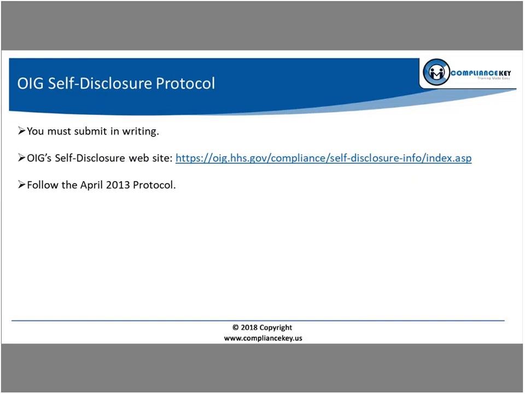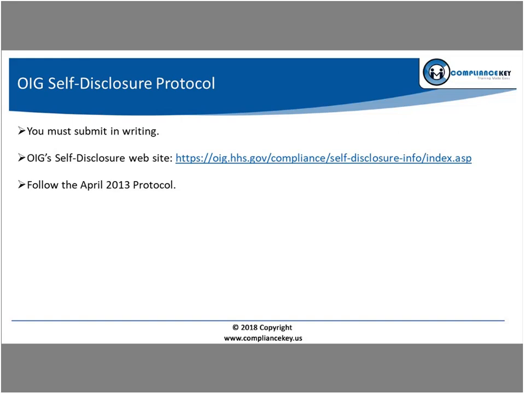So just a couple of things to keep in the back of your mind is that the disclosing party is expected to conduct an internal investigation and report its findings to the OIG as part of its submission. So that's something that you need to make sure is done before you get to the point of actually submitting through the protocol.